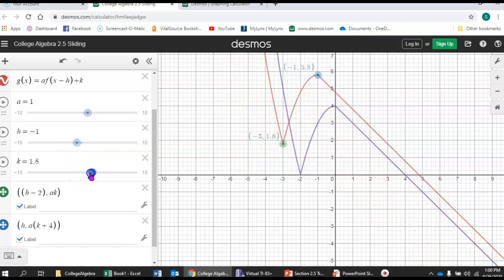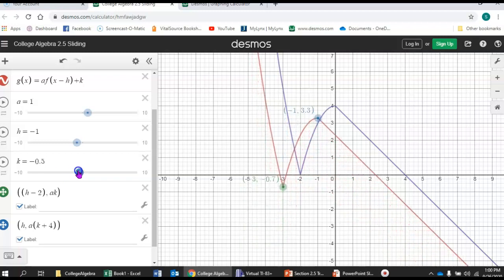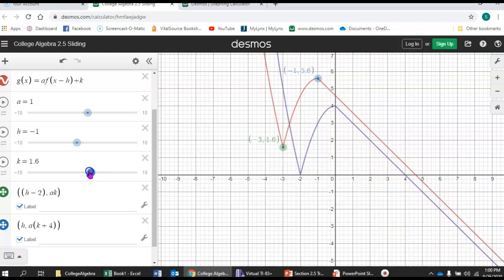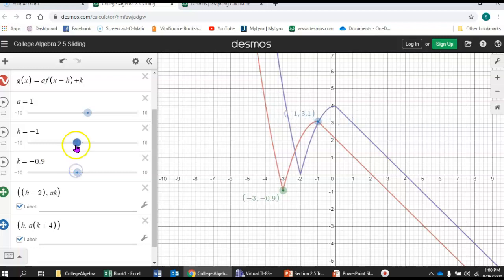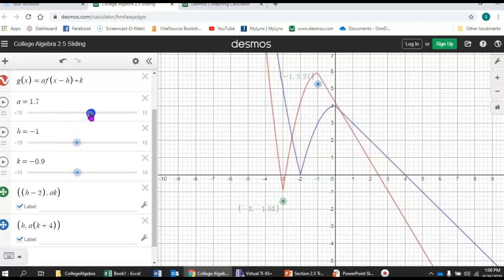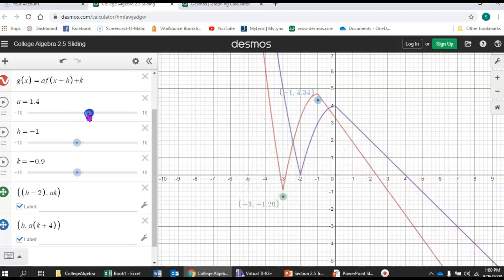If I shift things vertically by adding a number k on the end, now it's the y coordinates that are changing. They're getting added to or subtracted from. And if I multiply by a stretching factor, now the y coordinates are getting multiplied by that stretching factor.